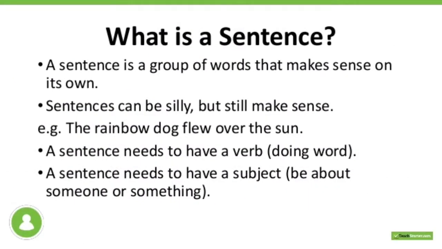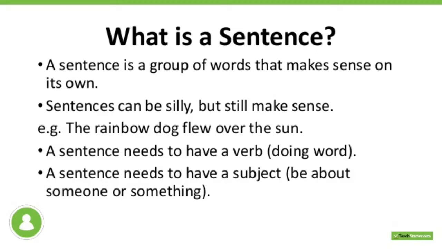Children, let's see what a sentence is. A sentence is a group of words that makes sense on its own. Sentences can be silly but still make sense, that is, make meaning. For example, the rainbow dog flew over the sun.